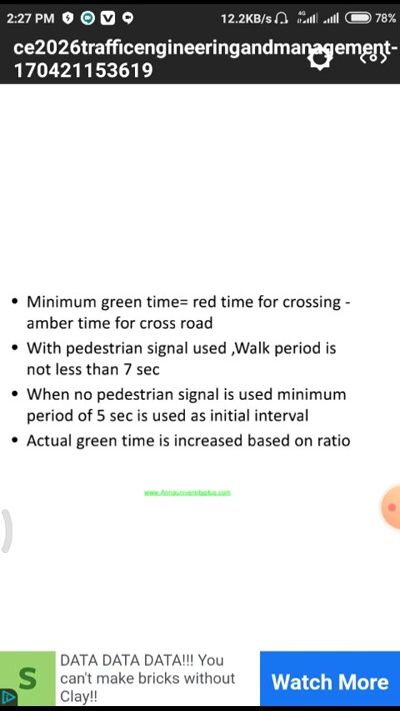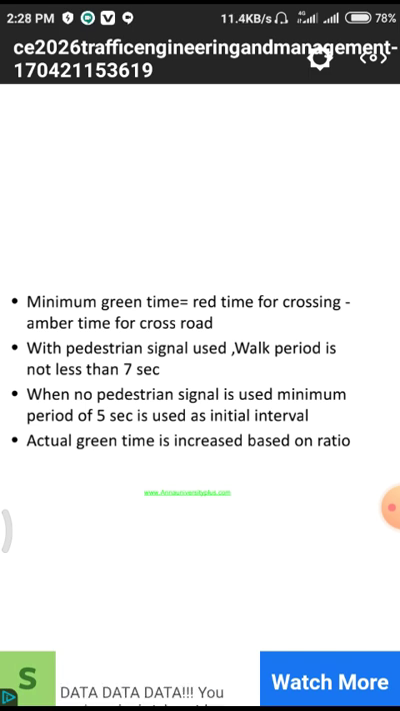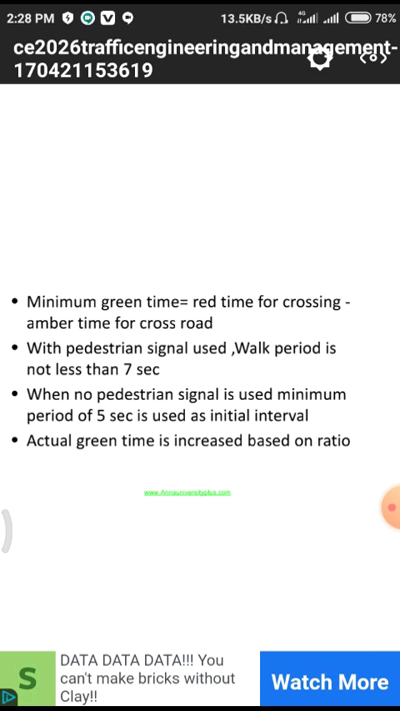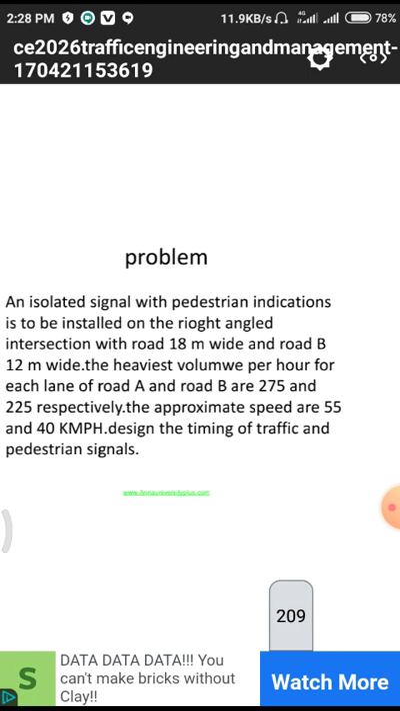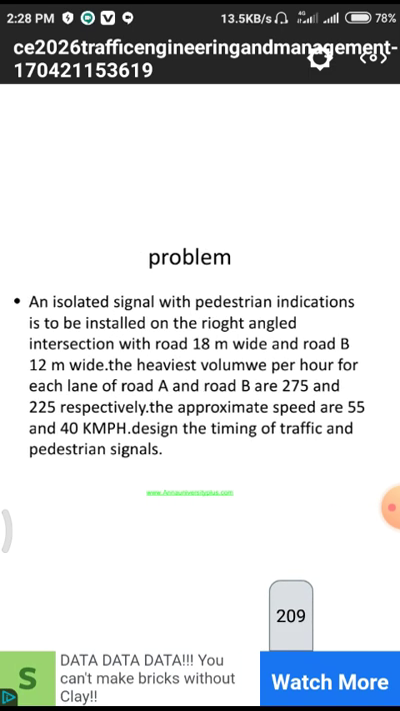Actual green time is increased based on this ratio. It means depending upon the usage of these pedestrians on the road. If the pedestrian traffic is not given, we won't have to use this green time. If the pedestrian traffic is given, automatically we have to consume some quantity of this green time for pedestrians. After that we are having a problem.